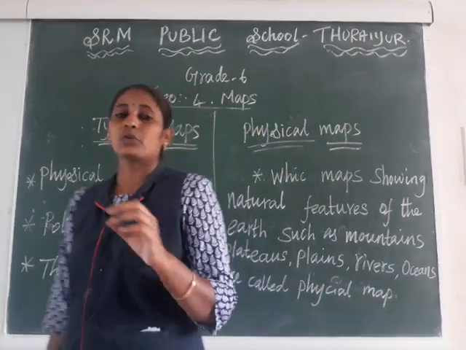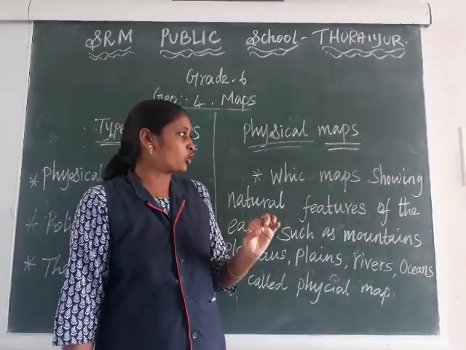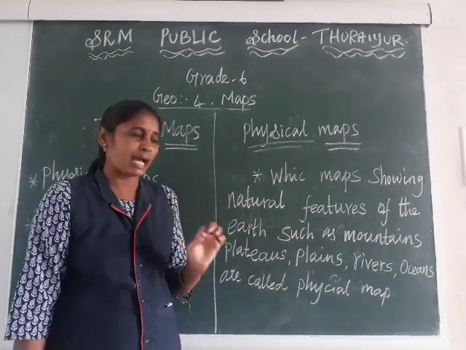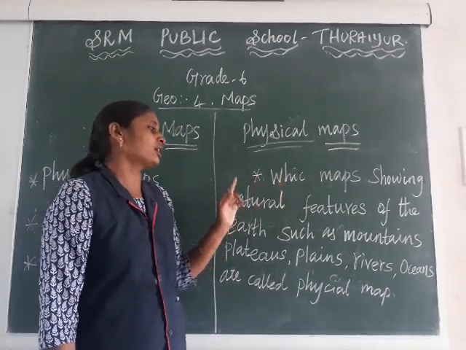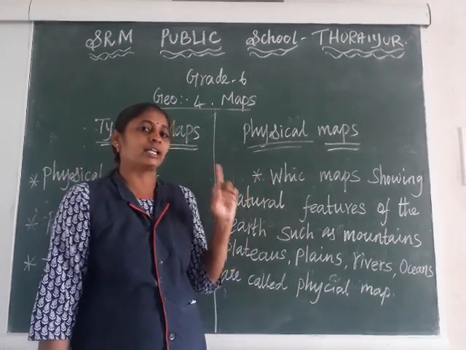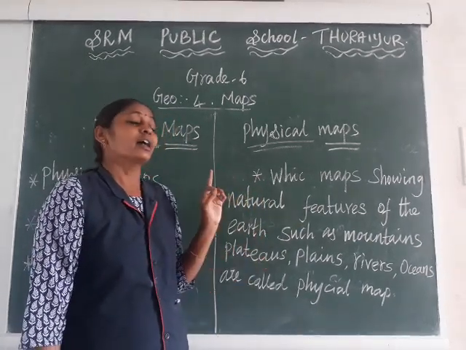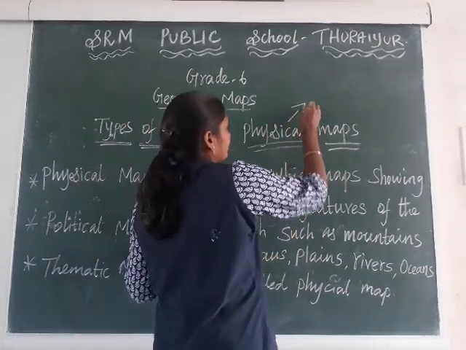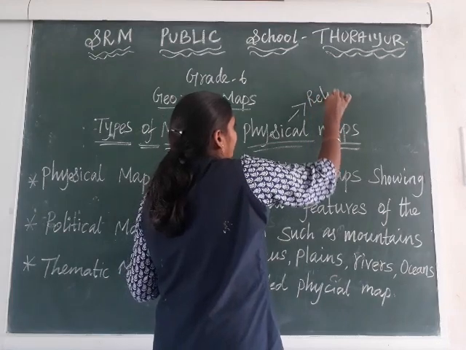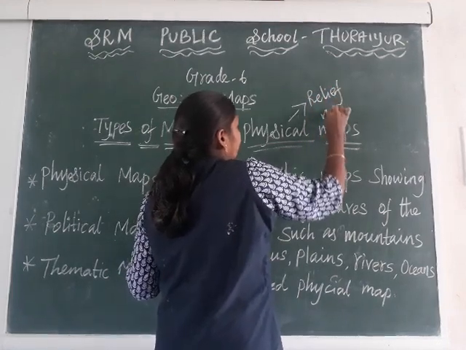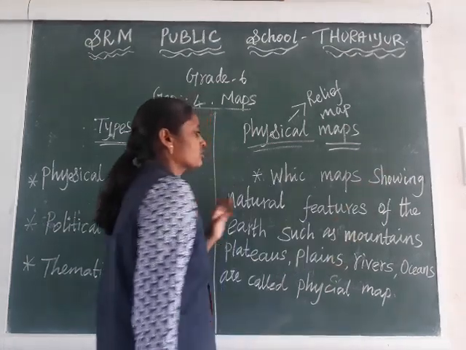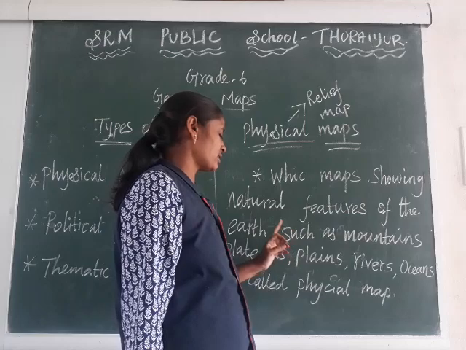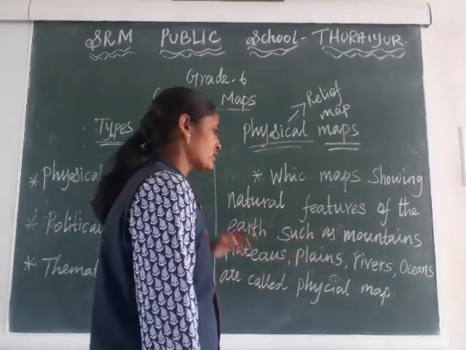So, physical map. Which map shows the physical features of the earth? Natural features of the earth is called a physical map. What is another name for the physical map? It is called a relief map. It shows natural features of the earth's surface, such as mountains.